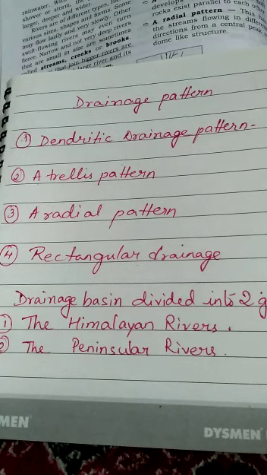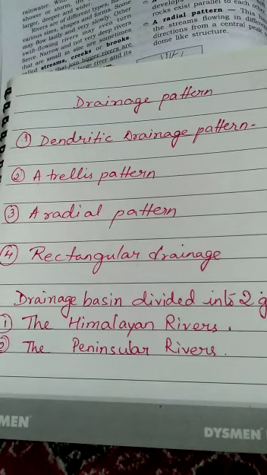The third one is the radial pattern. A radial pattern is from a central peak, that means the water which is accumulated in the middle of the peak flows away in different directions from there, and that is called a radial pattern. That means from the middle it scatters to different parts.